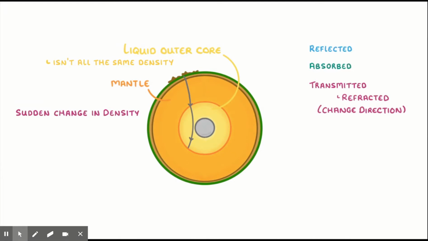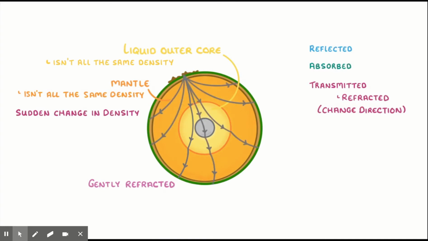The same thing happens in the mantle, which also isn't all the same density. And so again, the waves are gently refracted and seem to curve. So if we did this for a whole bunch of waves, it would look something like this, with waves bending gradually while in the same section of the Earth, but more suddenly as they pass from one layer to another.